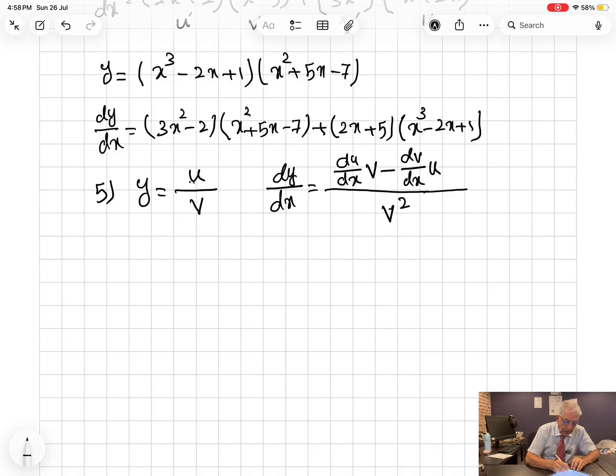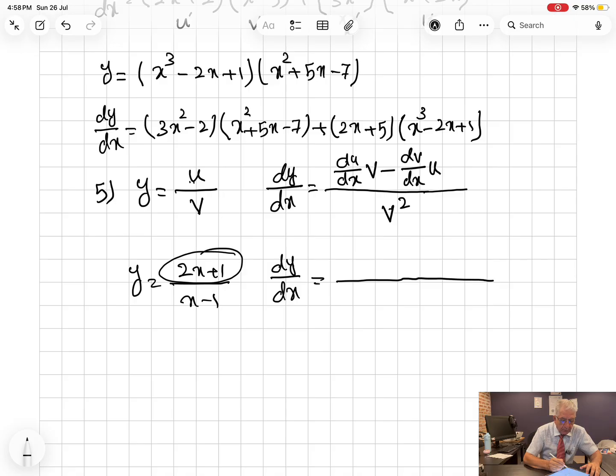For example, I have y equal to 2x plus 1 divided by x minus 1. I want to find dy by dx. dy by dx is equal to first differentiate numerator here. What is the derivative of this? 2x plus 1. Derivative of 2x is 2 and 1 is 0. Therefore, this is 2 only. 2 times denominator times this. Therefore, this will be x minus 1.